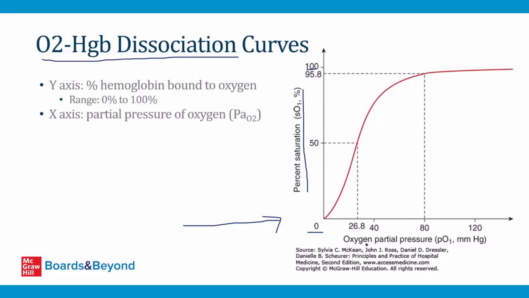On the x-axis, we have the partial pressure of oxygen. And so as we move up the x-axis, a higher and higher partial pressure, we saturate more and more of the hemoglobin until eventually we reach a point at a certain partial pressure around here where 100% of the hemoglobin molecules are bound to oxygen. And so for the next bunch of slides in this video, we're going to talk about these dissociation curves, features of these curves, and things that shift the curve to the left or the right.